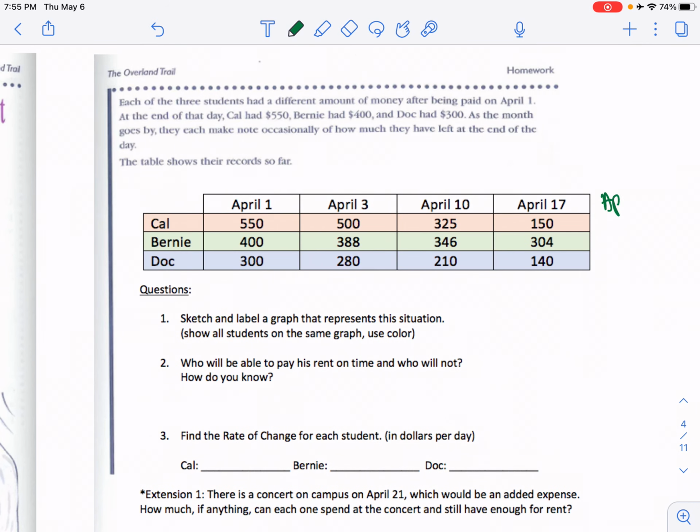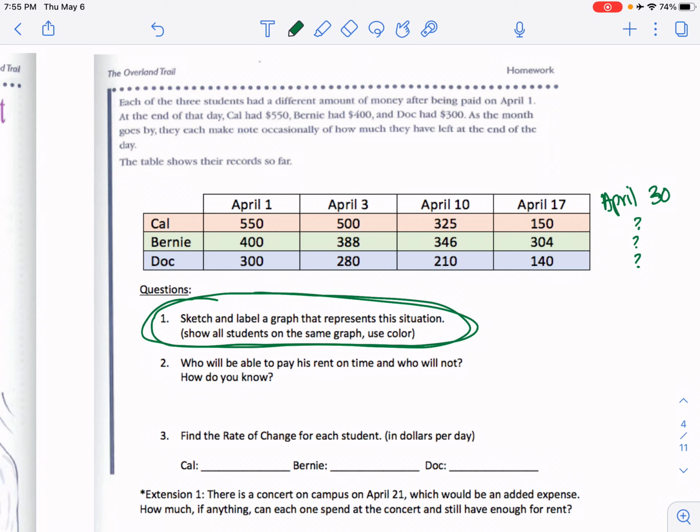Okay, so April has 30 days. So the question is, let's follow the patterns that these guys are having here, and let's see how much money they'll have at the end of the month. What I want you to do is to start with a graph. This graph is going to take some time. Make one big graph with these 3 lines on it, each in different colors. So grab 3 different colors.